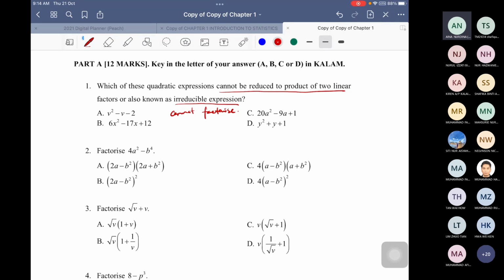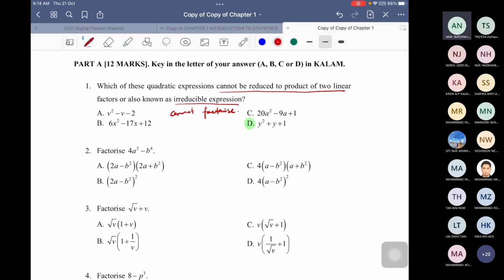And of course all you have to do adalah pakai you punya calculator lah. E. Yang mana satu? D. D, that's right. So for this case, jawapan dia adalah bersamaan dengan D. So D ni tak boleh factorize. So Y square tambah Y tambah 1.